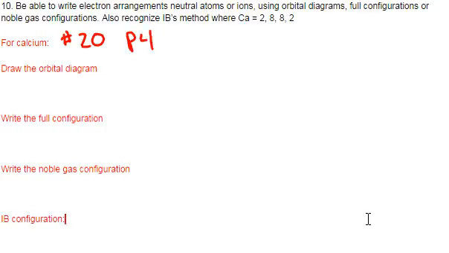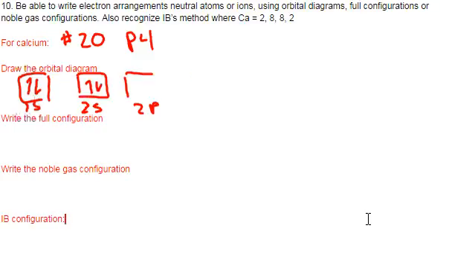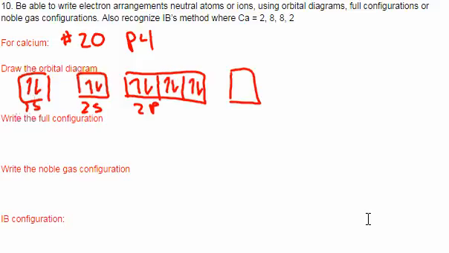It's in period 4, and I see it's in the second family or in the s block. So the orbital diagram, the 1s is going to be filled up since first floor is full. The second floor is full, so the 2s and the 2p are also going to be filled up. The third floor is also full, at least the 3s and the 3p.